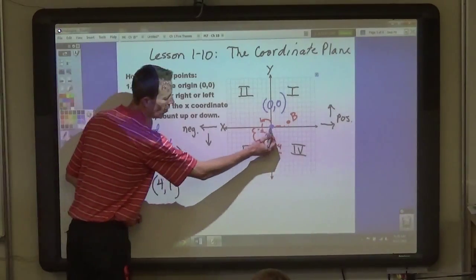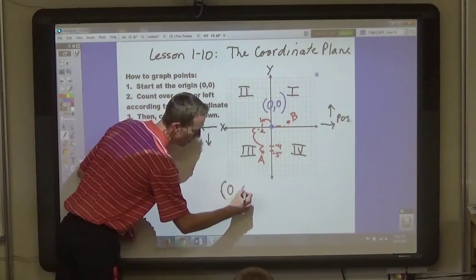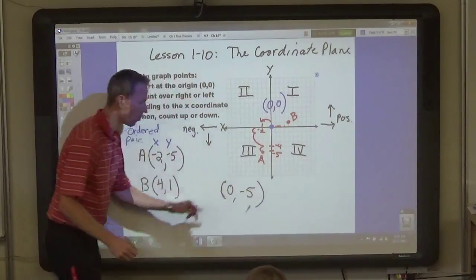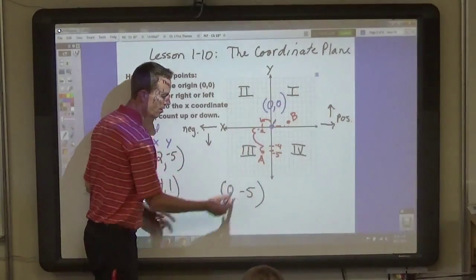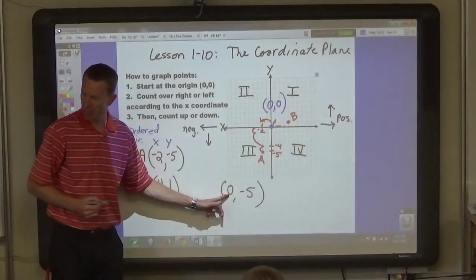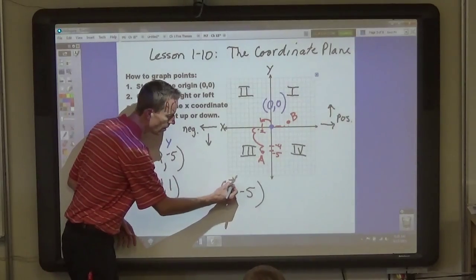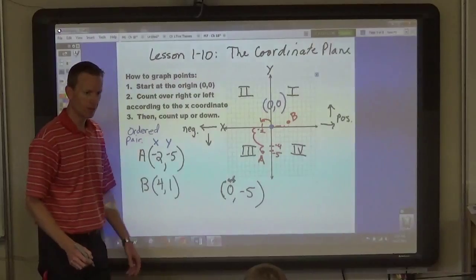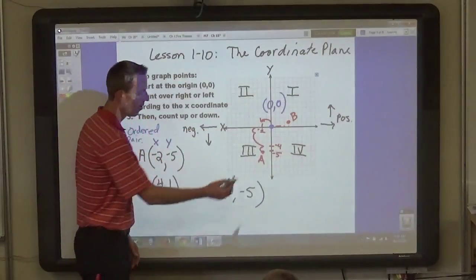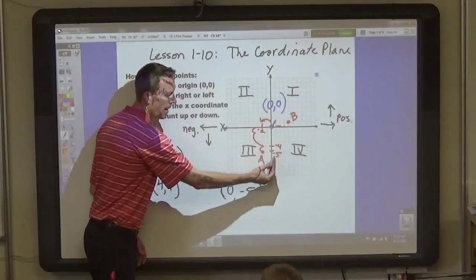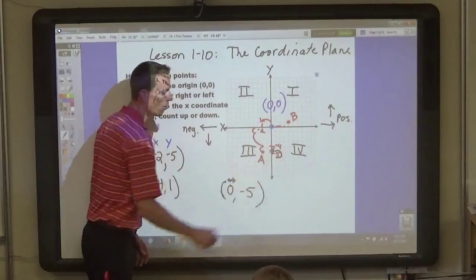we start at 0, and we're going to go 0, negative 5. That's how you write an ordered pair again. You'd start at 0. Go over 0 because that's the x-coordinate. The x-coordinate always tells you how far left or right to go. And we go left or right 0. Now, from there, go down 5 and mark that point on the graph.